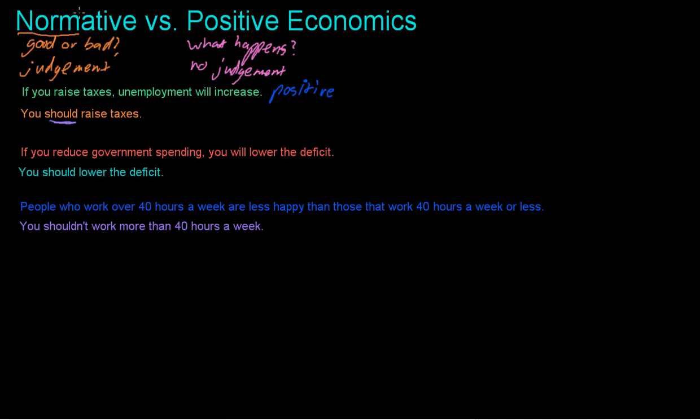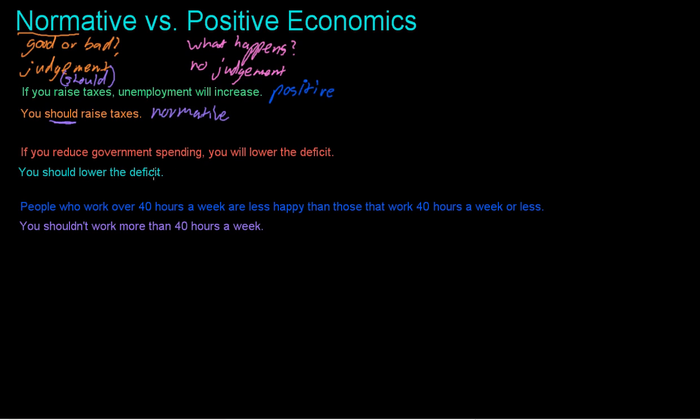And probably one other thing that I should put with normative is that this almost always involves a should or should not. So it's not 100% guaranteed, but almost always a normative statement, when you're judging whether something is good or bad or what you should do, you use the word should. So you should raise taxes is normative.